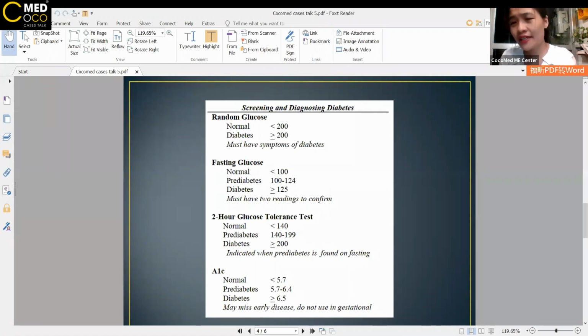Actually, the test is not really easy to do, or it's not very convenient. You have to ask the patient to drink the glucose, and after 2 hours you check it again. Sometimes the patient is busy, sometimes they don't have much time to stay in the hospital like this. So you have to do other things. So it's not really an effective test. We just tend to use it to confirm again. Okay.